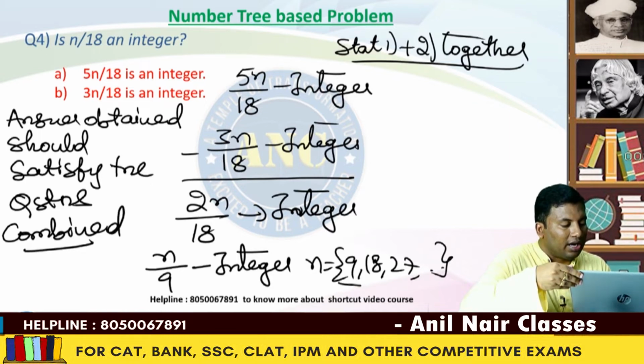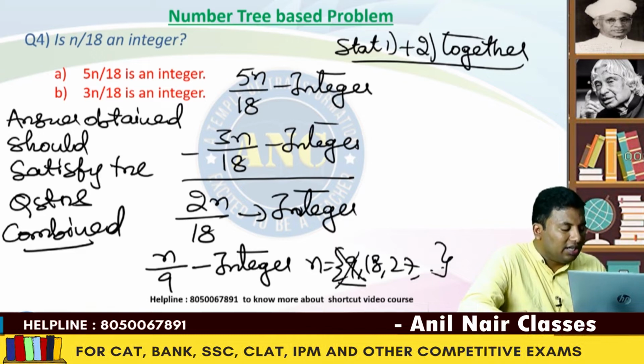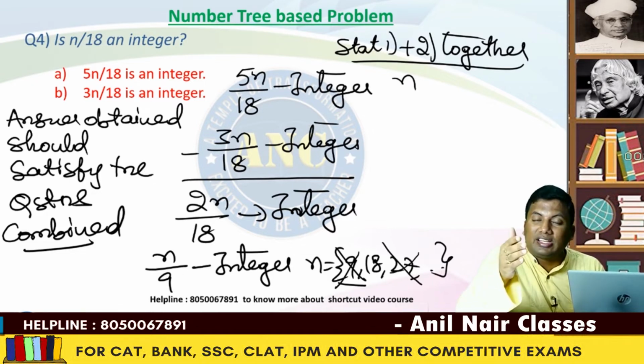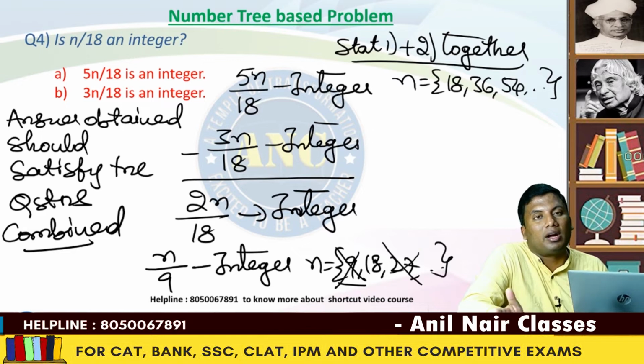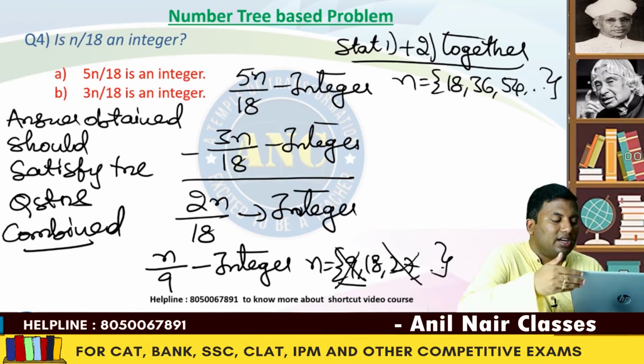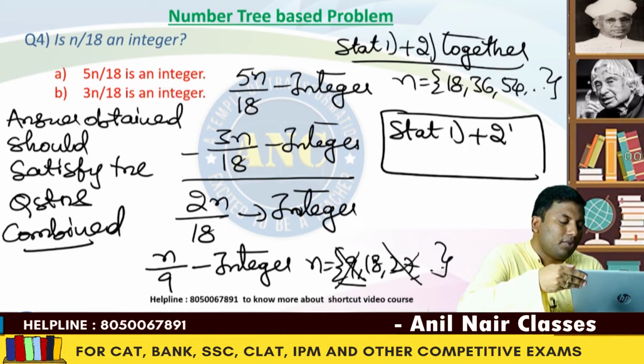I got n as a multiple of 9. Is 5 into 9 by 18, 5 by 2, an integer? No. 5 into 27 by 18, is it an integer? No. So 9, 27, all odd multiples of 9 are out. Only what will be remaining is 18, 36, 54 and so on. All the multiples of 18 give an integer. So the answer for this question is statement 1 plus 2 together.